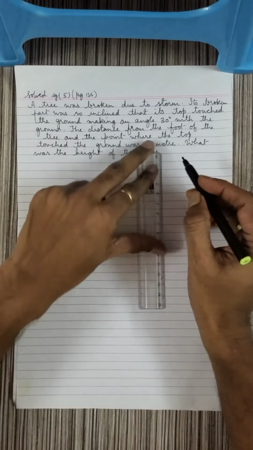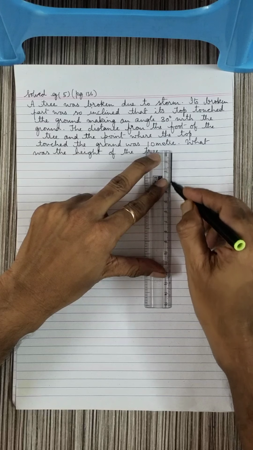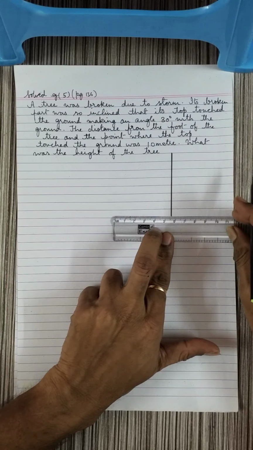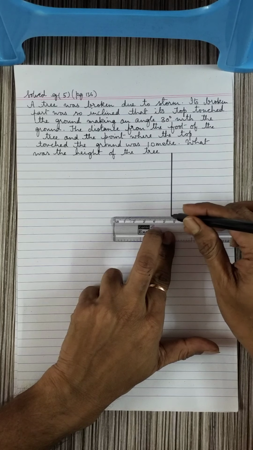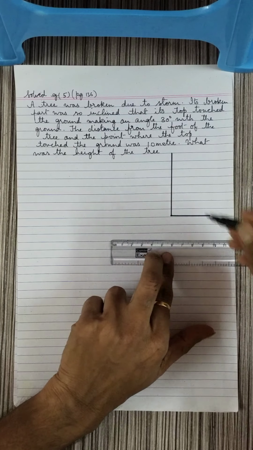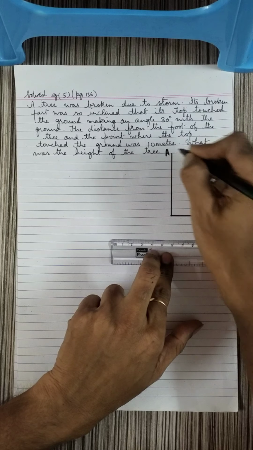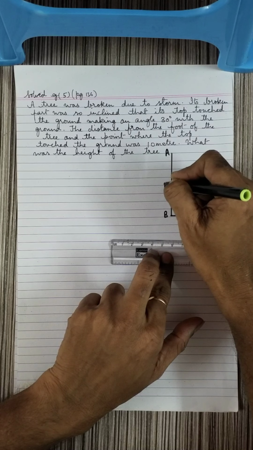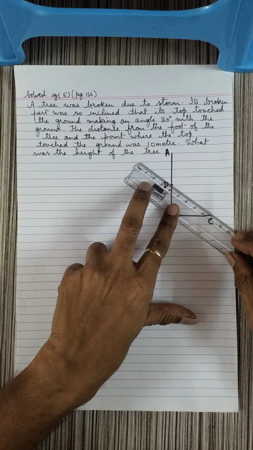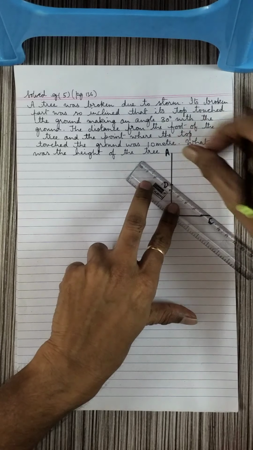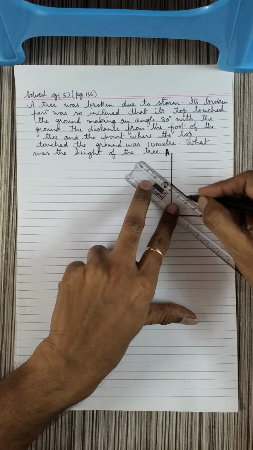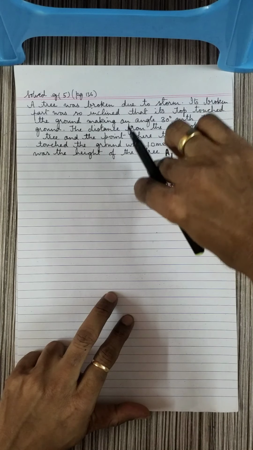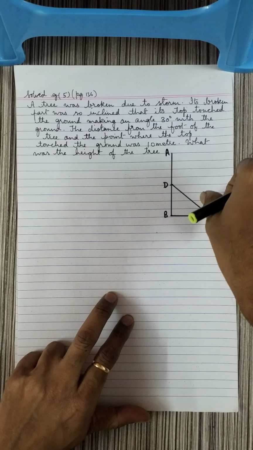First we'll draw an unbroken tree. So this is an unbroken tree, and this is the ground. Suppose the unbroken tree is AB. Suppose it breaks from here, D. And after breaking, this AD takes the position like this. So AB was the tree, it broke at D, therefore AD broke and came down here.